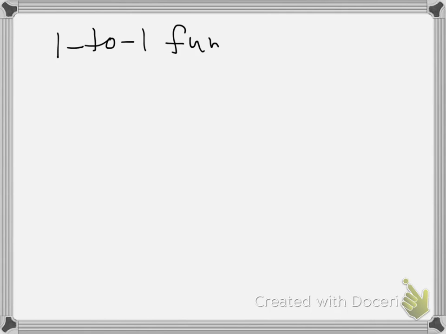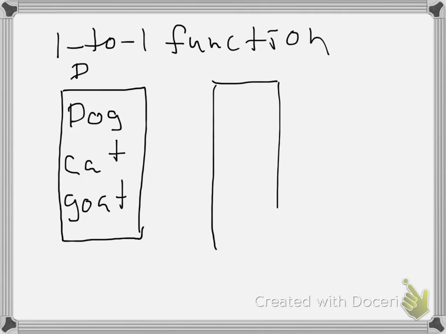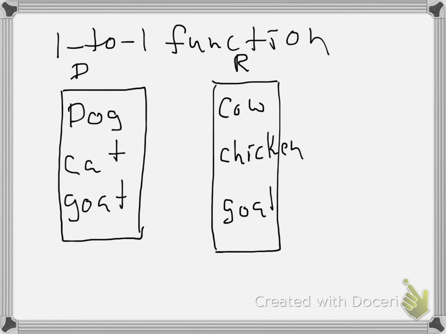One-to-one functions. The easiest way to start is with a mapping. And let's say we had dog, and we had cat, and we had goat. And this was our domain. And in our range, we had cow, chicken, and goat chunks.